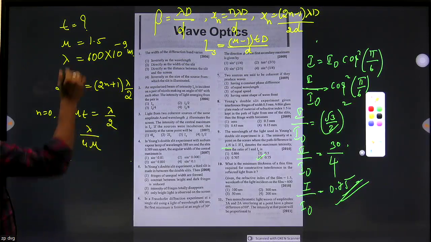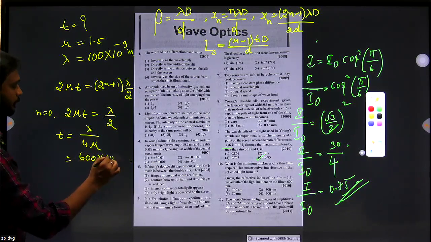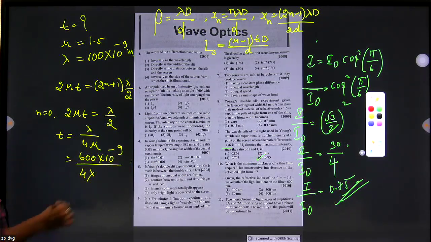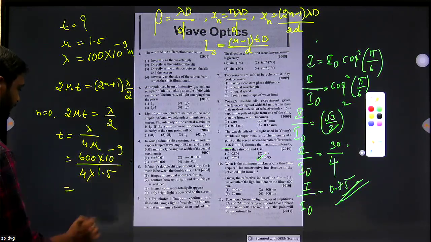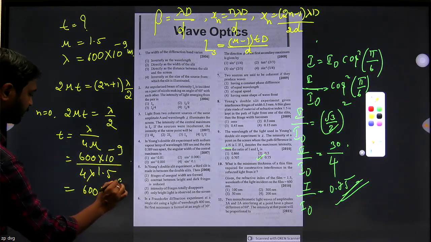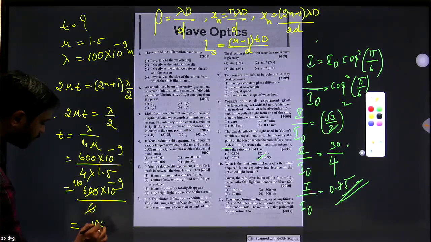Lambda is 600 into 10 to the power of -9. 4 mu means 4 into 1.5. So that is 600 into 10 to the power of -9 divided by 6, since 1.5 into 4 is 6. 6 ones are 6, 6 hundreds are 600. So the answer is 100 nanometer.